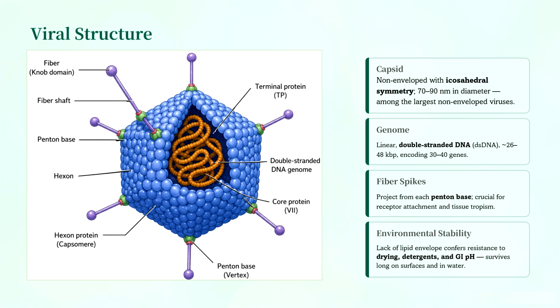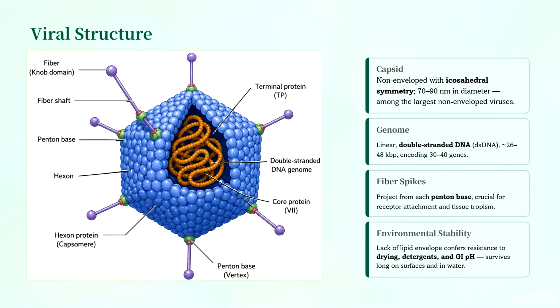Each penton consists of a penton base and a fiber protein projecting outward. Each virion has 12 fiber proteins, one extending from each vertex. The fiber proteins consist of a tail that is attached to the penton base, a shaft, and a knob domain. The knob domain binds to specific host cell receptors, initiating viral attachment. Fiber proteins determine host cell specificity, that is tissue tropism.